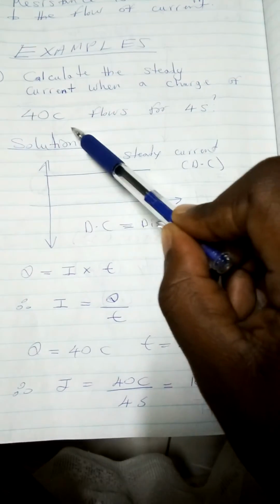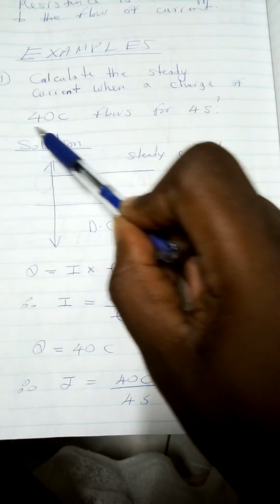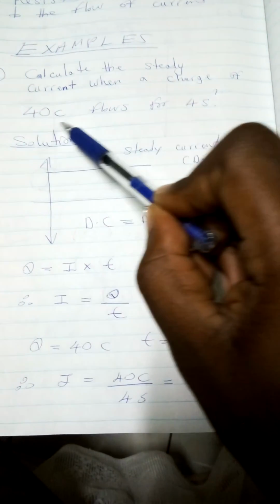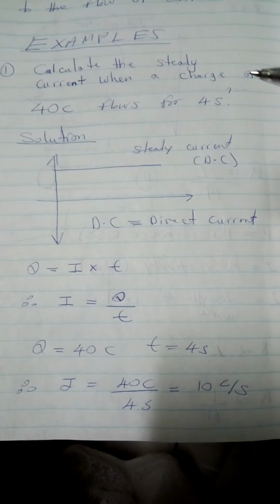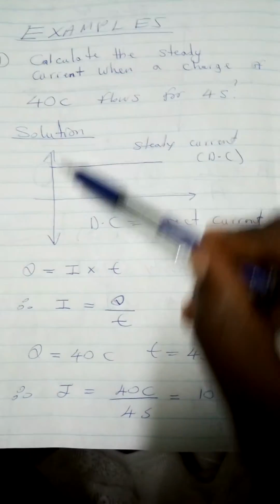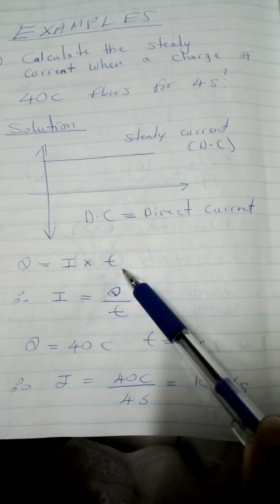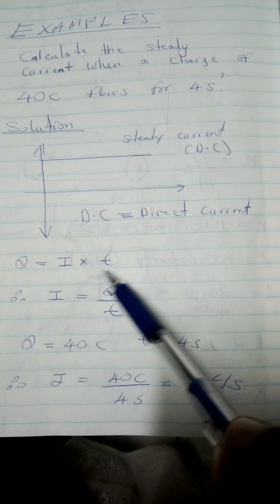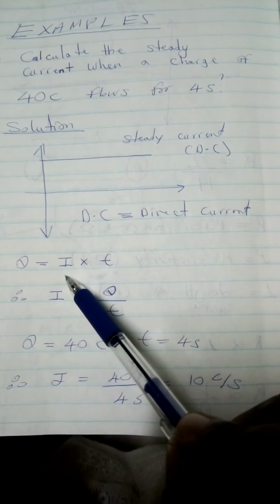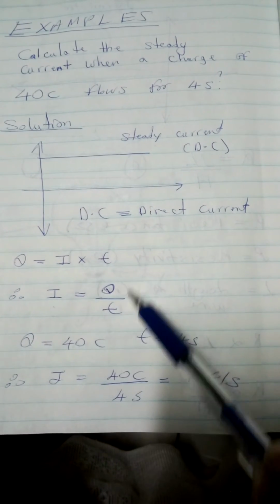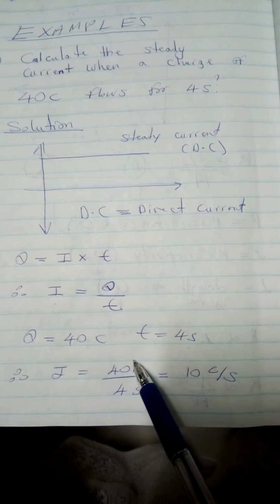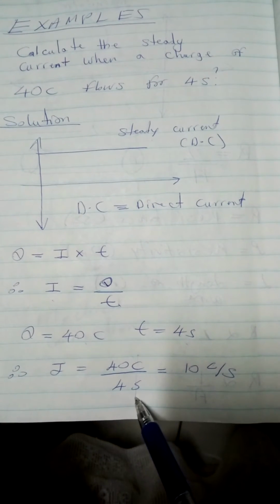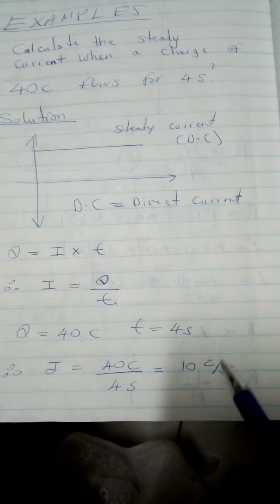What we have said so far is that once charge is moving, we know that we have electric current. We have a formula that relates charge, current, and time, and this formula right here is Q is equal to I times T. If I want to calculate my current, I need to know the charge and the time. So I'll transpose, so I is equal to Q over T. My charge is 40 coulombs, the time is 4 seconds, so I is equal to Q over T, which is 40 coulombs over 4, and I will get 10 coulombs per second.